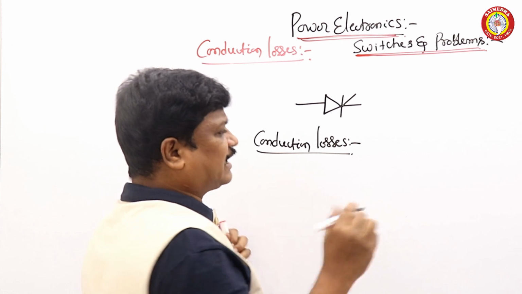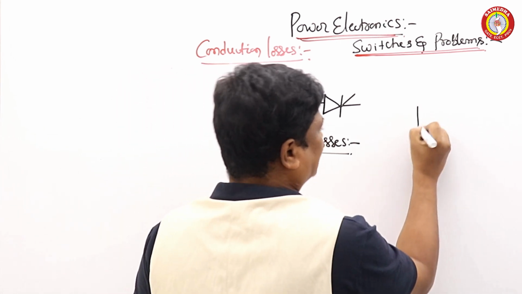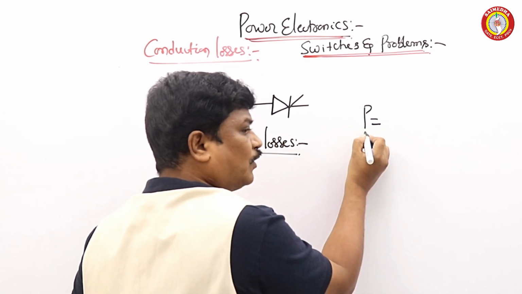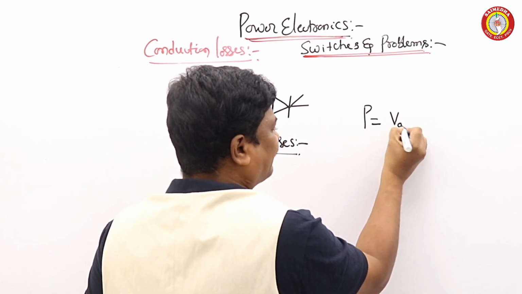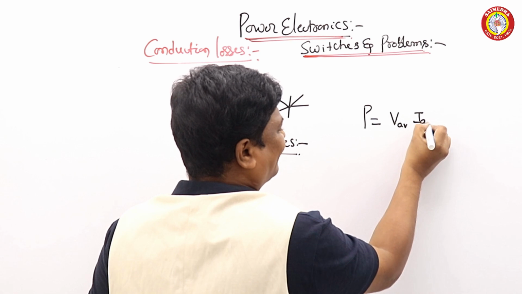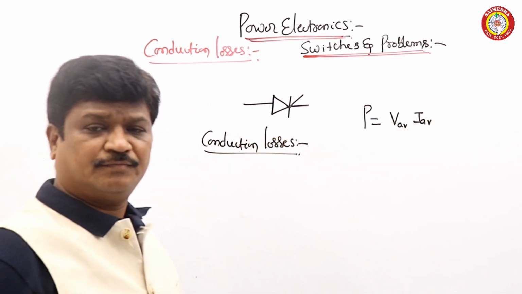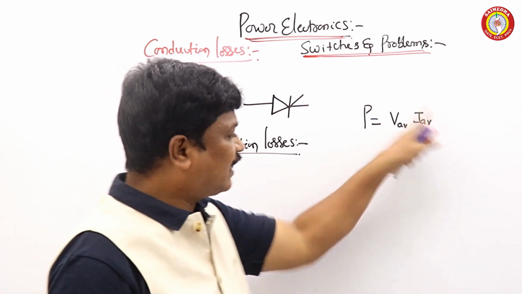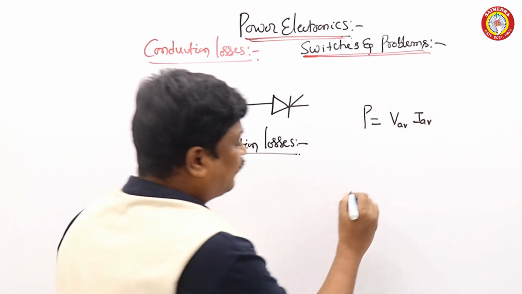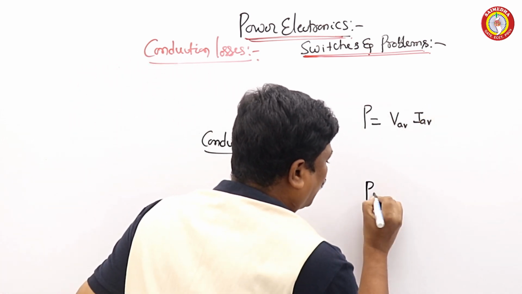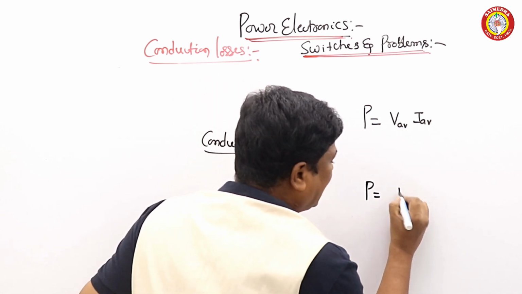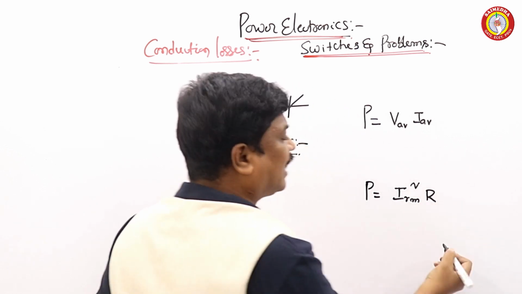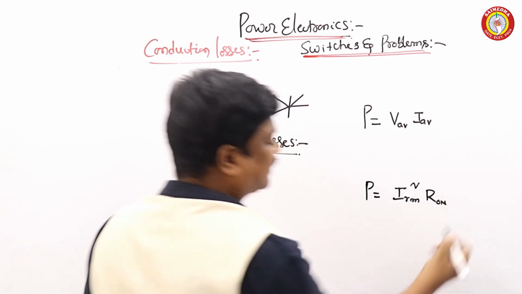I will use the conduction power losses. Power losses, P is equal to V average into I average. This is one formula. And we can use the formula P is equal to I RMS square into R on, on state resistance.